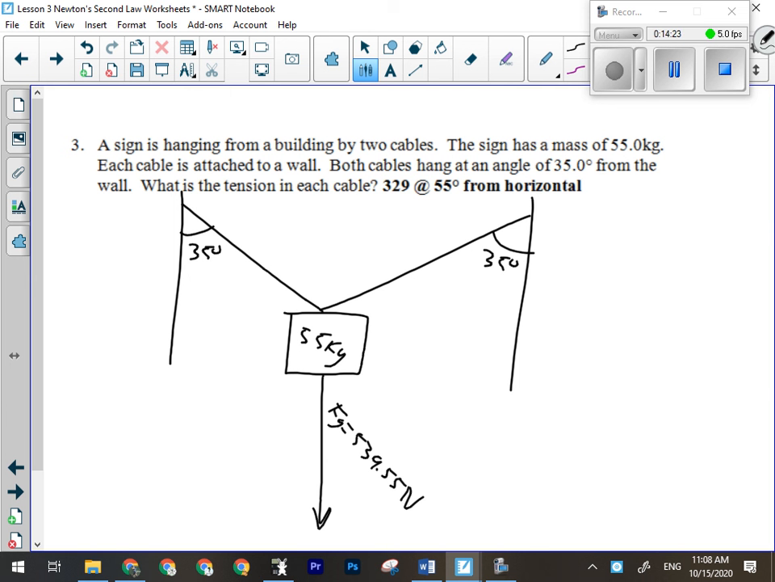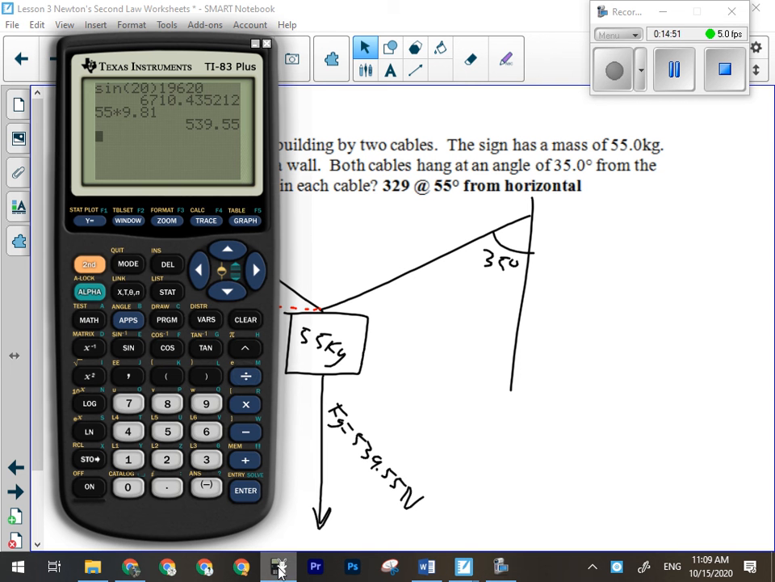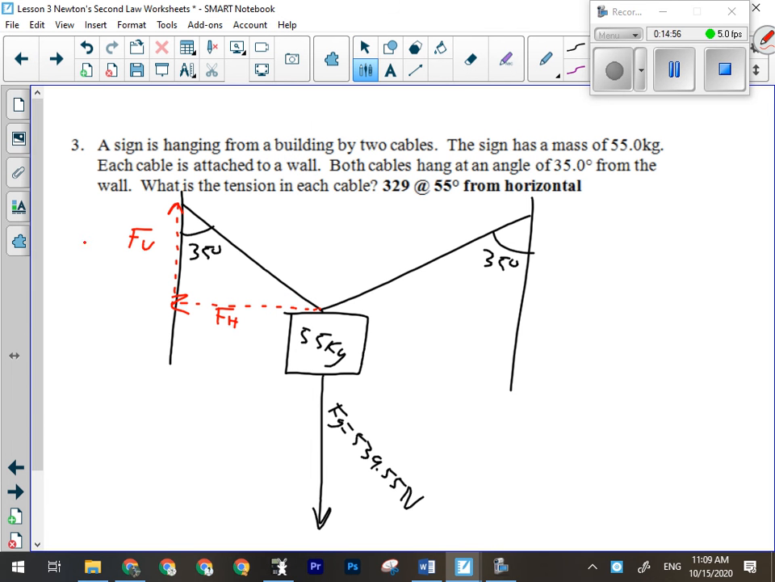So how much of that 539.55 newtons of gravity is each cable holding? Half. That's the key. Because I have to recognize that each one of these cables is pulling to the side and up. And that vertical component of each cable is 1/2 of the force of gravity. So divide that number by 2. That's 269.775. There's my vertical component for each cable.